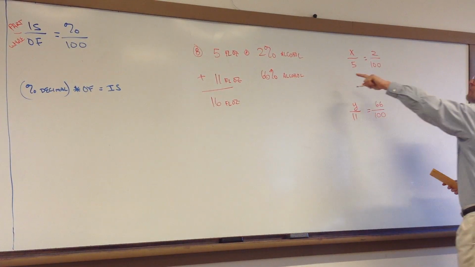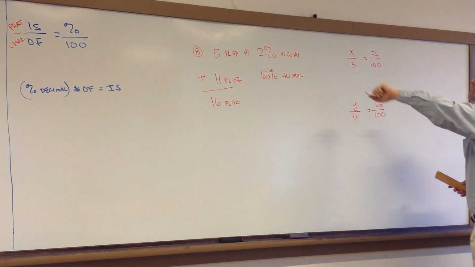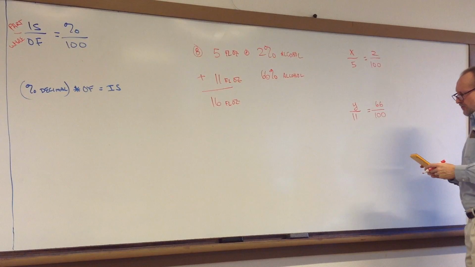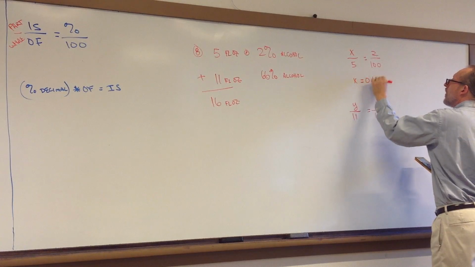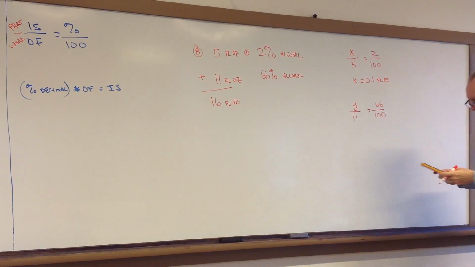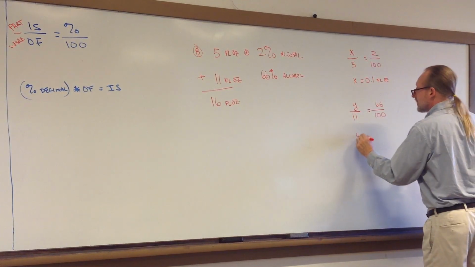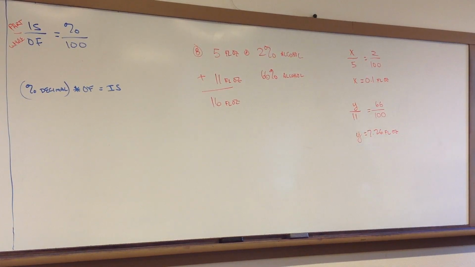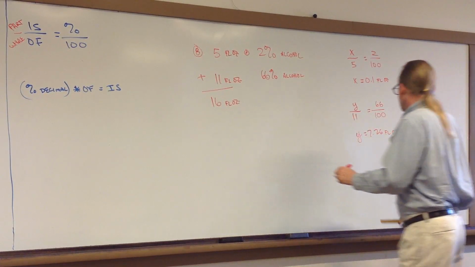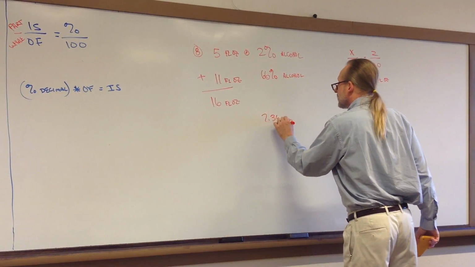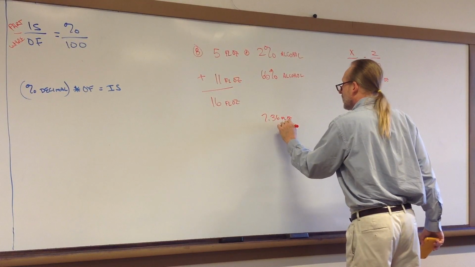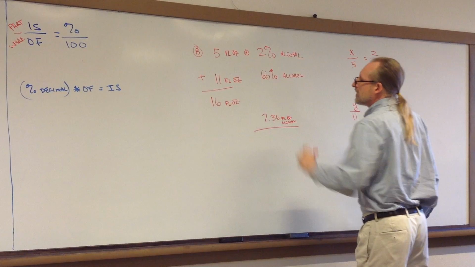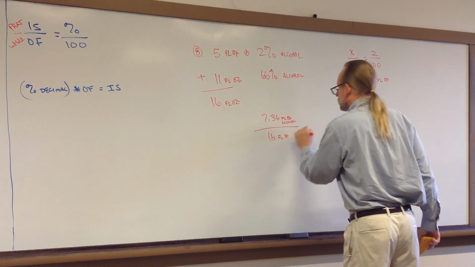So let's see here. We're finding 2% of 5 fluid ounces, and so we can do 5 times 2 and divide by 100, and that'll give us 0.1 fluid ounces. Here, 11 times 66 divided by 100, and that gives us 7.26 fluid ounces. So when we add these together, we get a total of 7.36 fluid ounces pure alcohol in a mixture that is 16 fluid ounces.